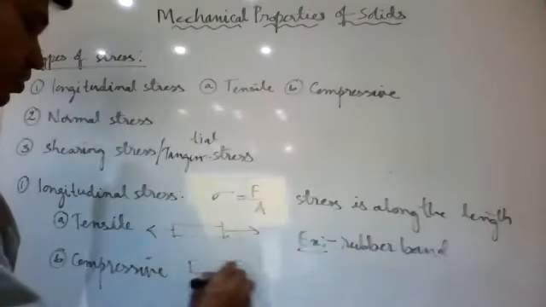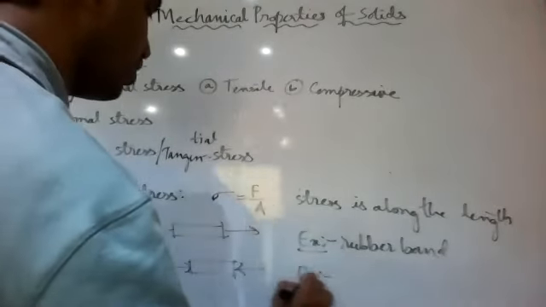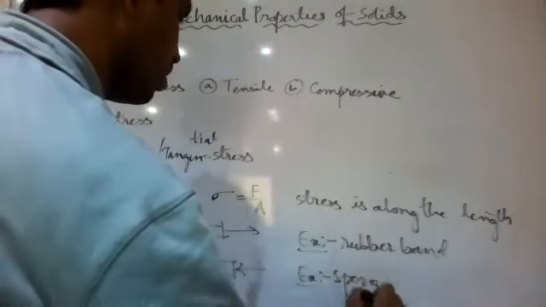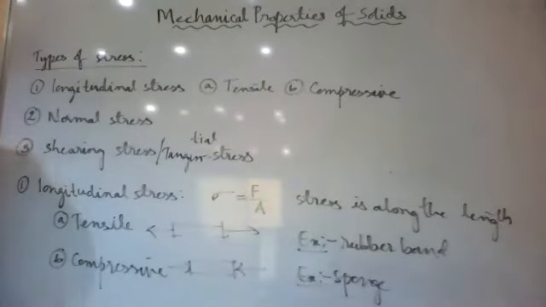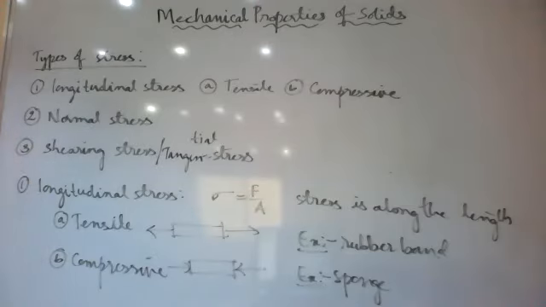The next one is compressive stress. Compressive stress means, the best example is a sponge. That means inward force. Here this is outward and this is inward. The difference is tensile is outward and compressive is inward. Okay, so going to the next one.